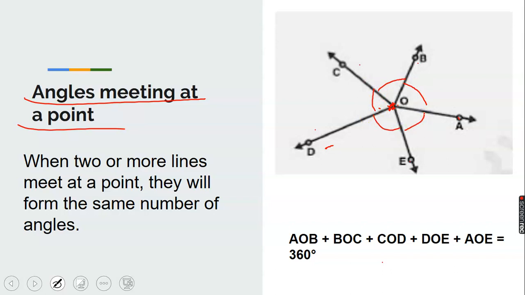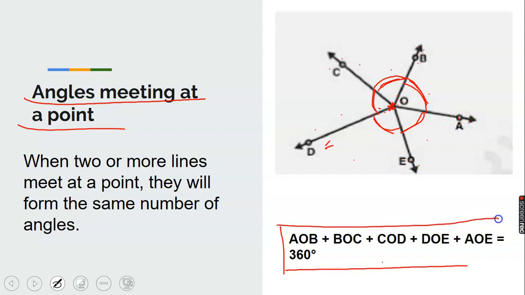Now, the sum of the angles at this point equals 360. By the time you can see from what I just marked there, they have formed a circle indirectly. That means angle AOB, this is AOB, BOC, then COD, and DOE, and AOE equals 360 degrees.